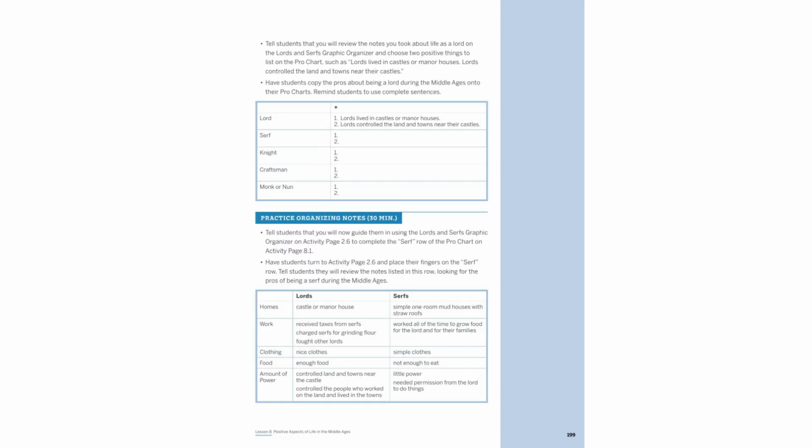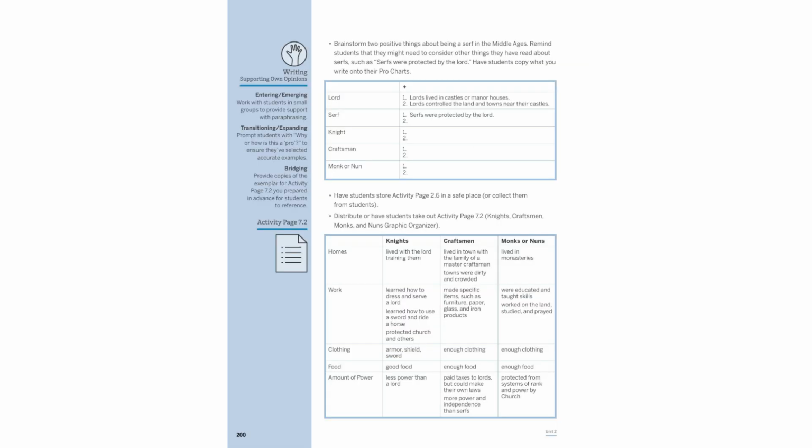Lords in the Middle Ages enjoyed significant advantages. They lived in castles or manor houses, providing them with comfort and security. Additionally, lords had control over the land and towns surrounding their castles, granting them substantial power and influence. These factors made the life of a lord appealing during this period.